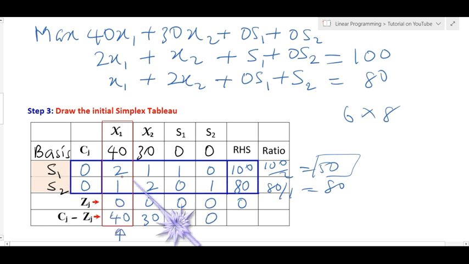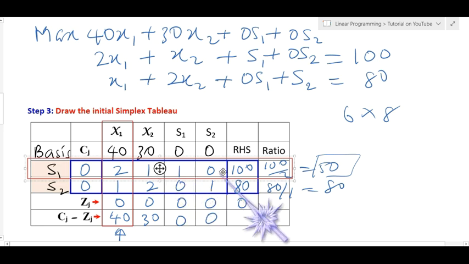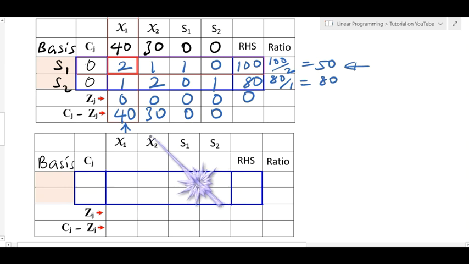These are the pivot row, and this is what we call the pivot element. This is the pivot row. Now the intersection of the pivot row and the pivot column is the pivot element. So our pivot element is this. Therefore, x1 is going to enter the basis while s1 is leaving the basis. Let's draw the next tableau and see how we take it off from here.